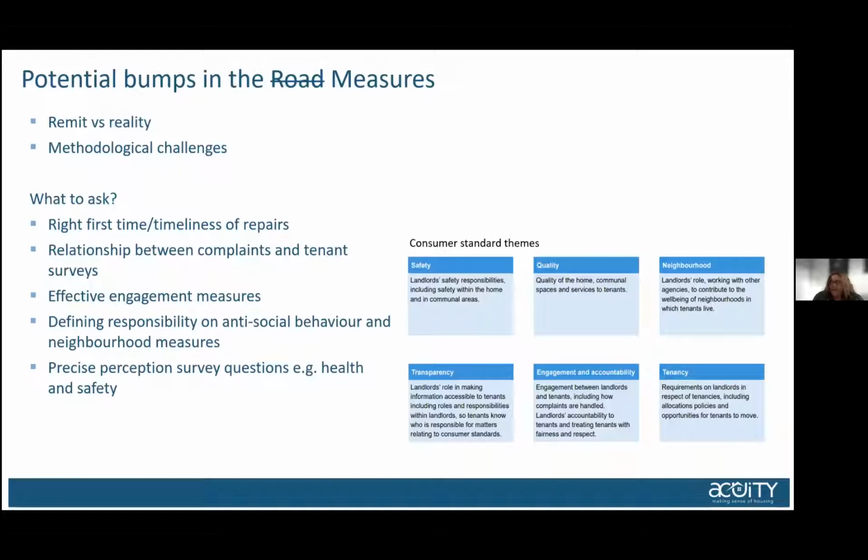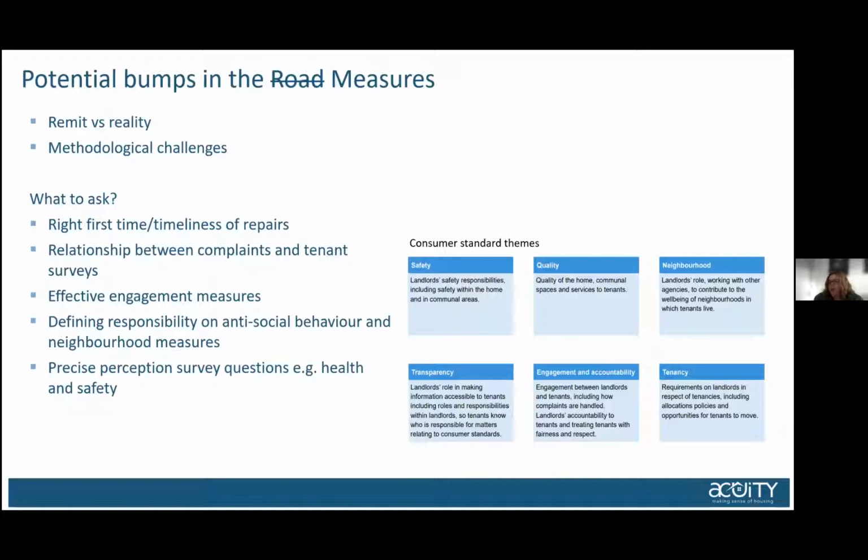Again, antisocial behaviour and neighbourhood measures are very important, but it depends what sort of landlord you are. Are you a small landlord on one estate? Are you a big city council, an ALMO, or a housing association group with scattered properties? What a neighbourhood is, and who's responsible for antisocial behaviour, will vary landlord by landlord.